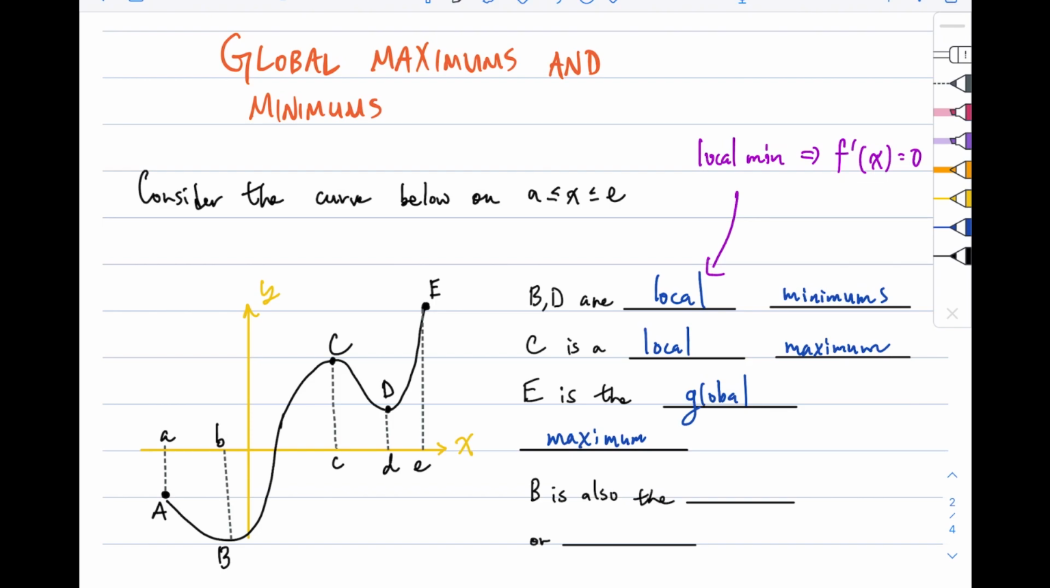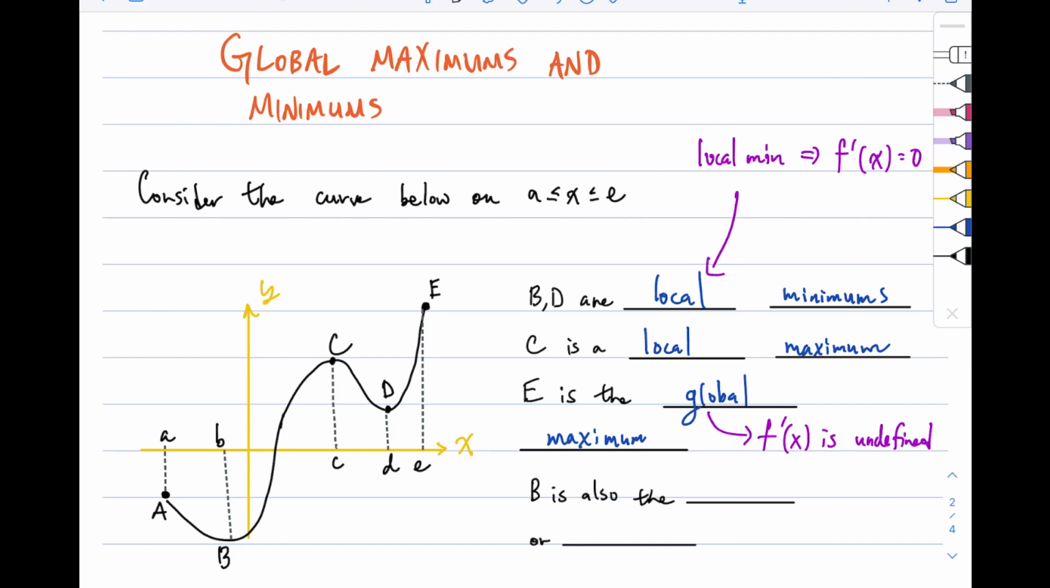I don't want you to confuse that with global maximums. So here, with the global maximums, there's nothing. The global maximum just means that the y coordinates are the highest. It says nothing about whether the point is stationary or not. And it says nothing about the first derivative. In fact, if anything, it says that the first derivative is undefined.